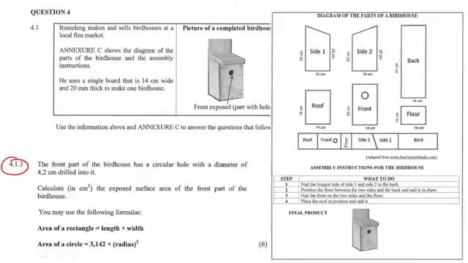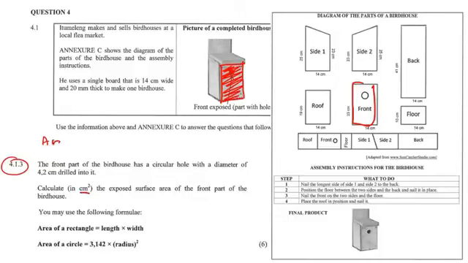Okay, this one says that the front part of the birdhouse has a circular hole with a diameter of 4.2 centimeters. Calculate in centimeters squared the exposed surface area of the front part of the birdhouse. Now remember, they've called the front, it's literally just that block there. So let's pretend that it was just a rectangle. Let's say there was no circle. It was just one big rectangle, like that. What would the area be?